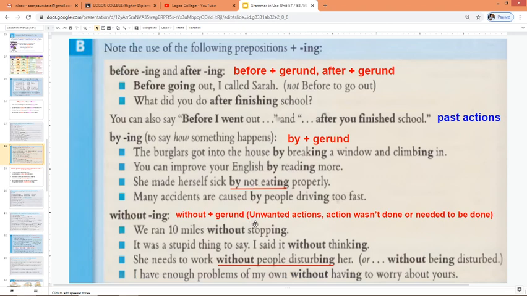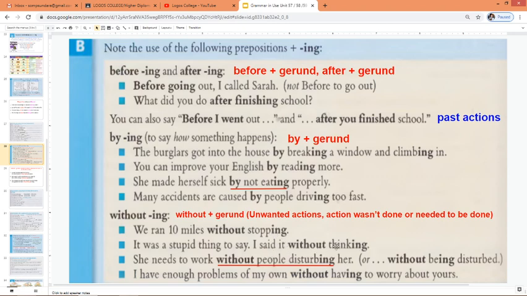So "without" can mean many things. All right, the main three things are: something that you don't want, an unwanted action, or an action that wasn't done or didn't need to be done. But with "without," you must remember that you have to use it with the gerund. We ran 10 miles without stopping. So he was able to run 10 miles and he didn't need to stop. That's pretty good.